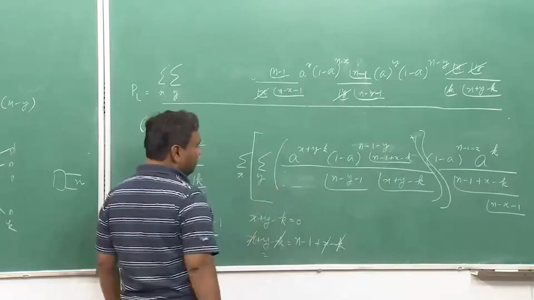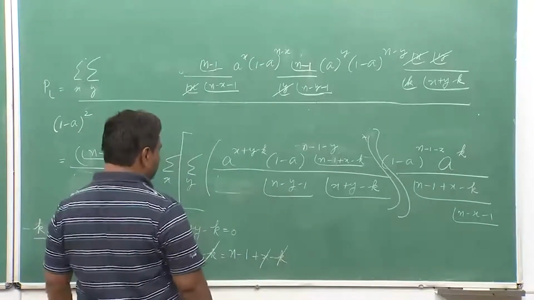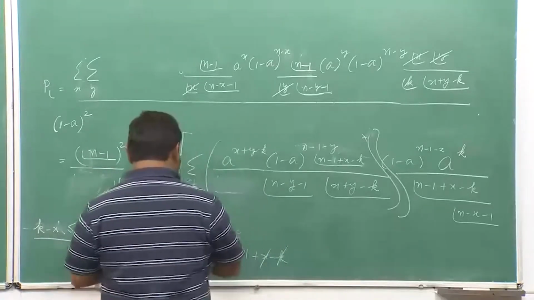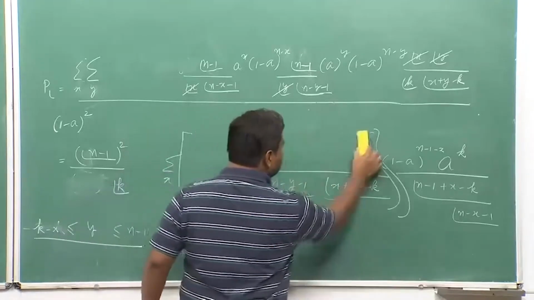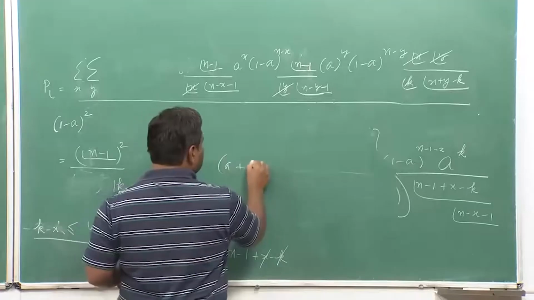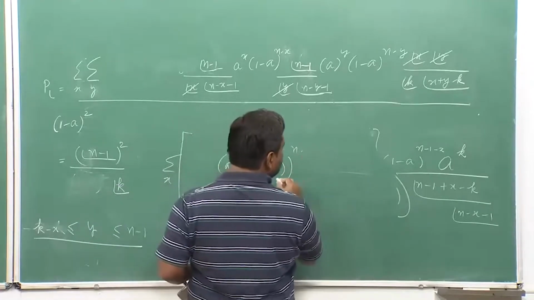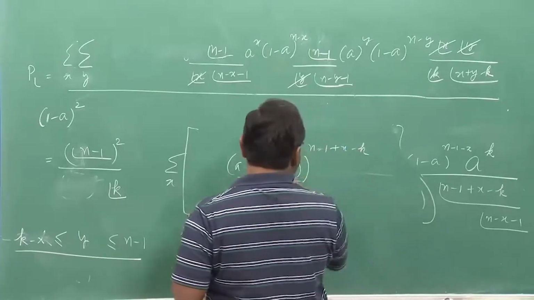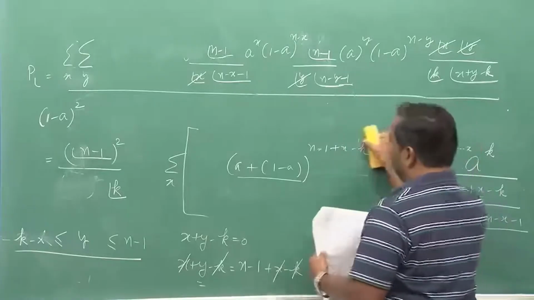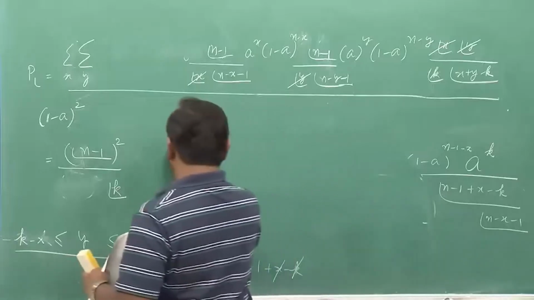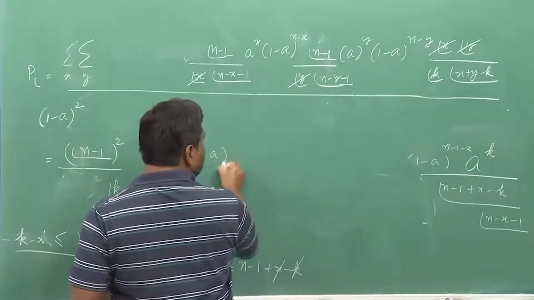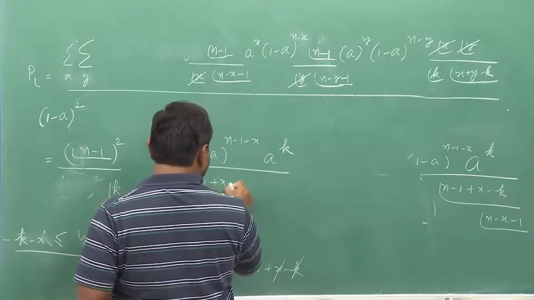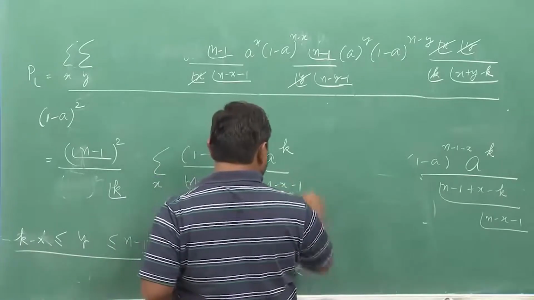So, this range has to come here in the summation, and this forms a complete binomial. So, complete binomial means this plus this, a plus 1 minus a raised to power whole term. So, I can actually rewrite it as a plus 1 minus a raised to n minus 1 plus x minus k. So, this is 1 raised to power anything is going to be 1. So, this is immaterial, this goes away. Only thing which remains is summation with respect to x, and I can rewrite it as this.